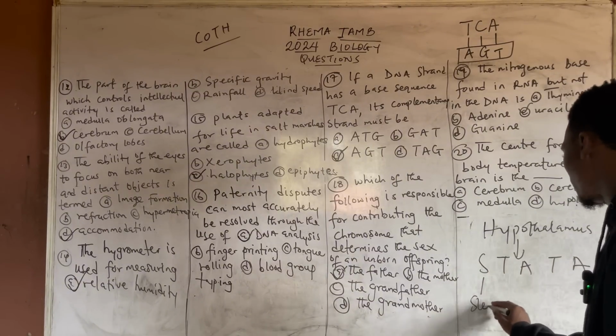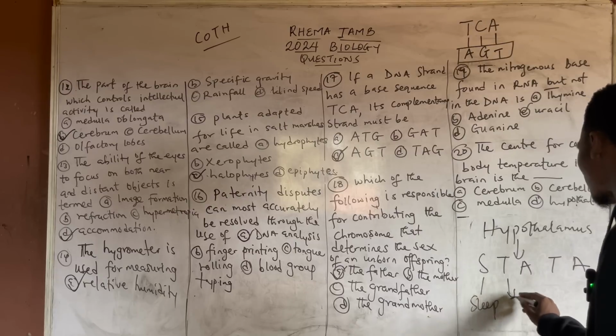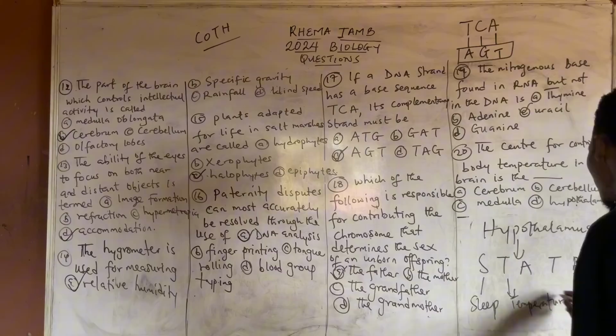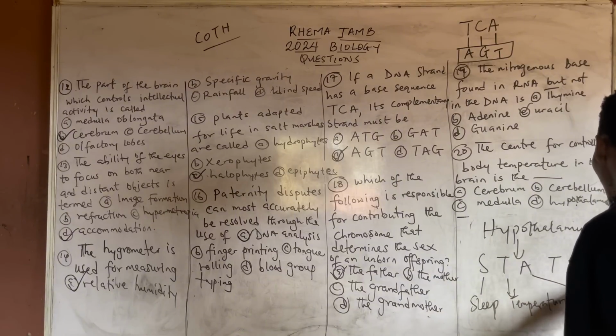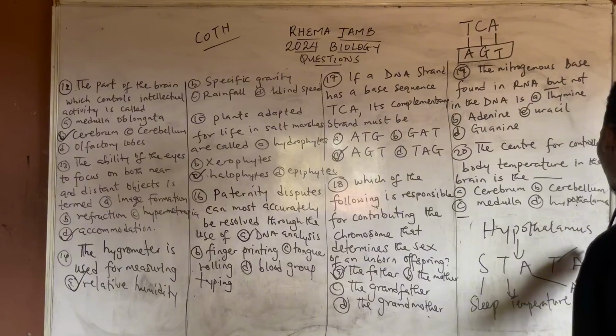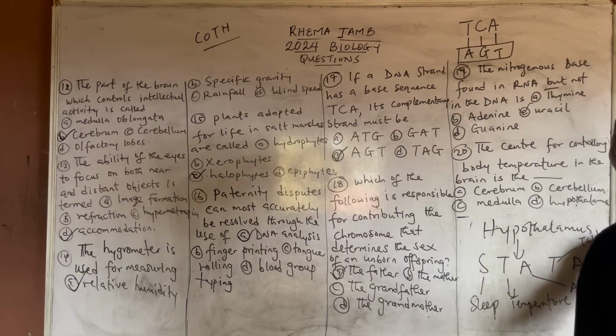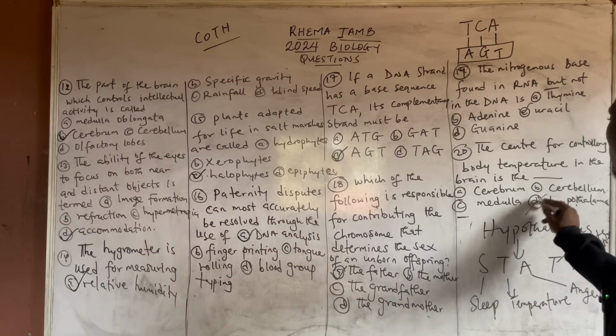S stands for sleep. Then T stands for temperature. Then A stands for anger or aggression. Then T again stands for taste. And A stands for appetite. All right? So these are the generalized functions of the hypothalamus, which is option D.